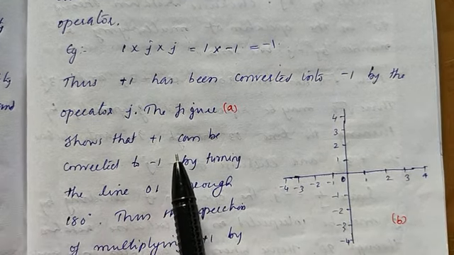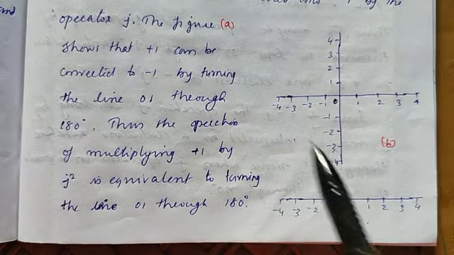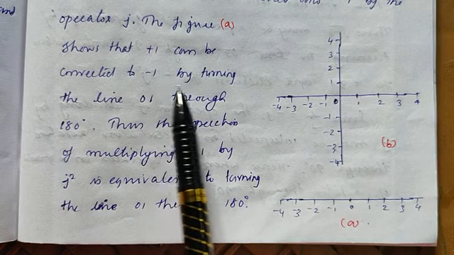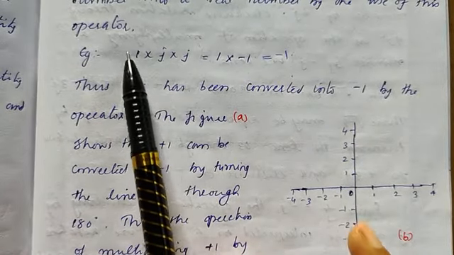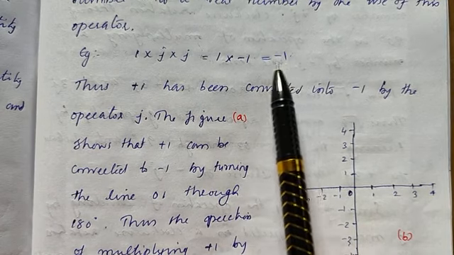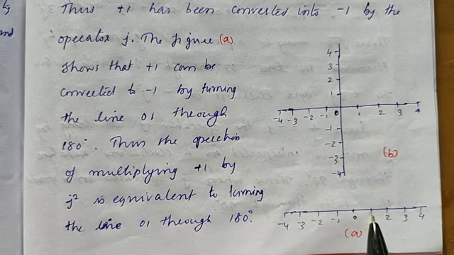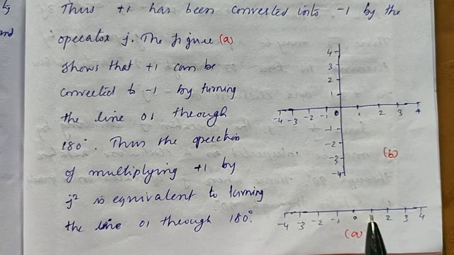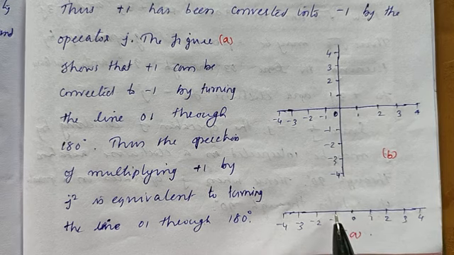The figure shows that plus 1 can be converted into minus 1. So this is plus 1 and this is minus 1. Here the operator j square on 1 is the result of converting 1 to minus 1. So in this line, plus 1 can be converted into minus 1 by an operation of 180 degree rotation. So 1 is turning into minus 1 when we rotate it through 180 degrees.